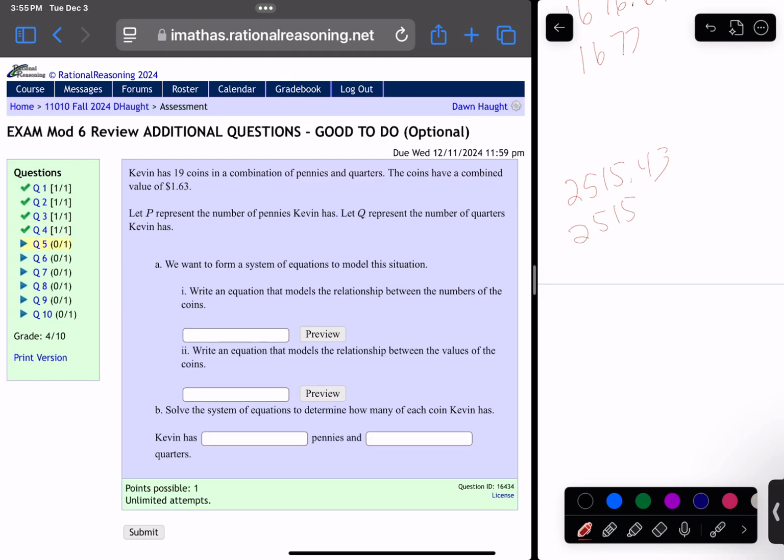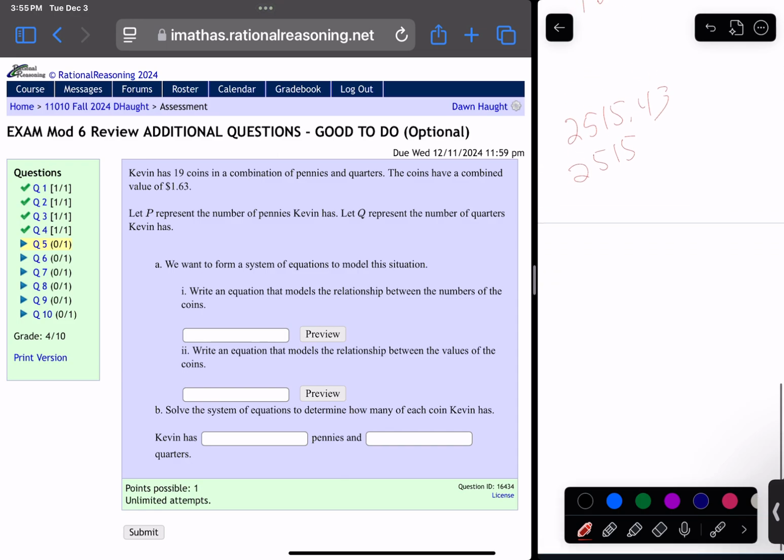Now let's take a look at this one. Excuse me. Kevin has 19 coins in a combination of quarters and pennies. The coins have a combined value of $1.63. So this is an example of a system of equations. So we're going to call P the number of pennies we have, Q the number of quarters we have, and you're going to get 2 equations. Our first equation is going to be how many coins we have. We have 19 coins. But then we need an equation about their value.